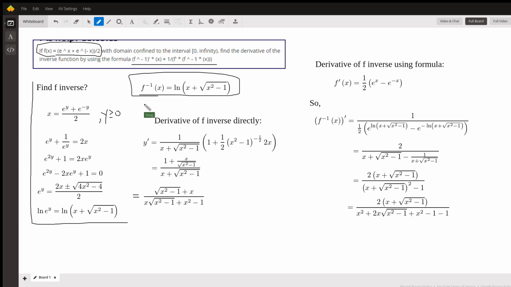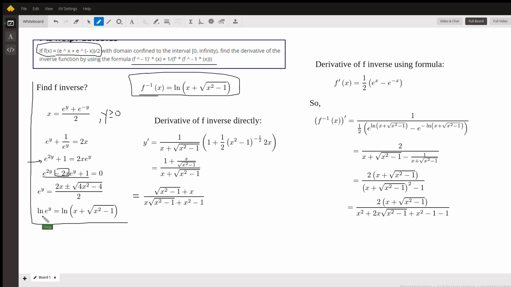I'll let you look that over, but the idea is you follow the standard idea, interchange X and Y, including the domain X greater than 0, or on the interval from 0 to infinity, the range becomes Y greater than or equal to 0. And we end up with an equation that's quadratic in e to the y, using the quadratic formula on this, where a is 1, b is negative 2x, and c is 1. This is what you end up with.